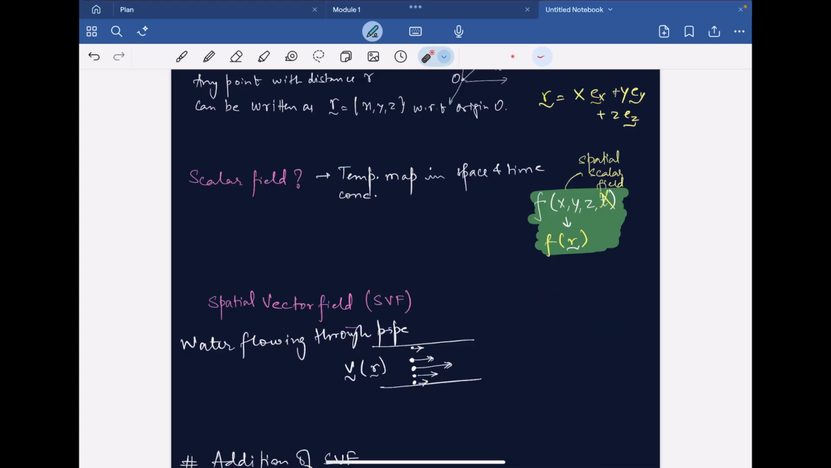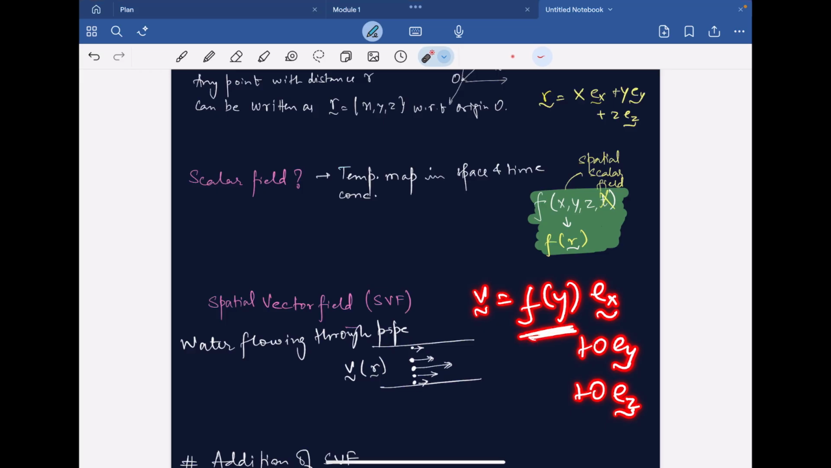So this is a spatial vector field where the ex component varies in this. To be precise, it would be some function of y into ex plus 0 ey plus 0 ez. So there is spatial variation along with the unit vectors.